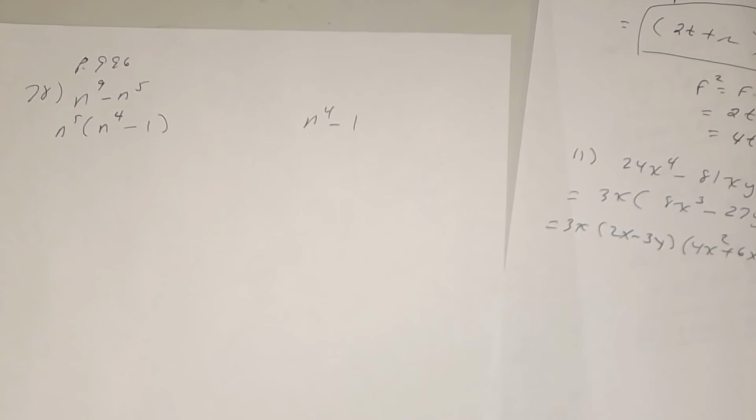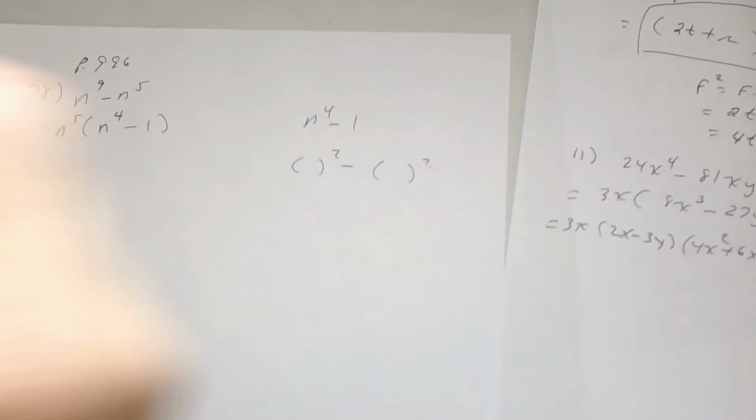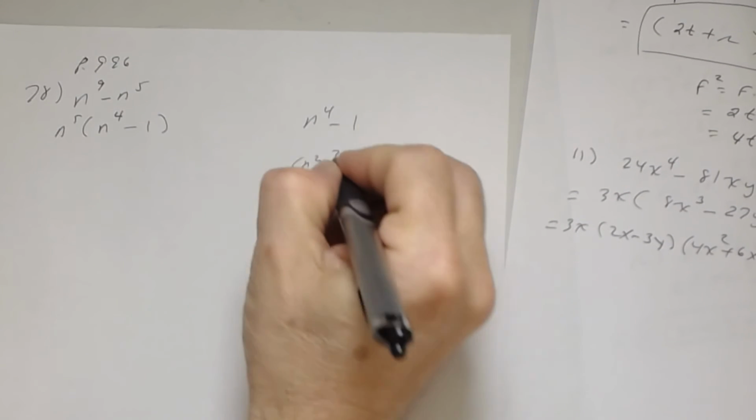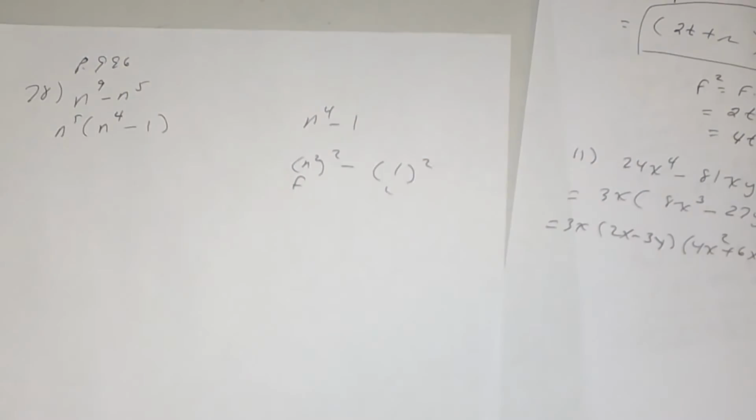what do you know that is? Difference of two squares. So in other words, I can write this as something squared minus something squared. The last term is easy. What times itself twice is 1? 1. Now what about n to the 4th? n squared times n squared is n to the 4th. Okay? So there's my F, and there's my L.